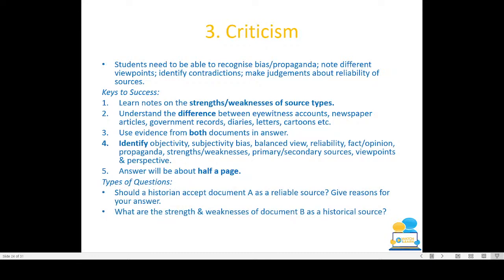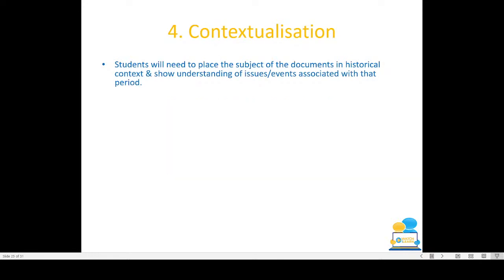And the types of questions we'll ask: should a historian accept document A as a reliable source? Give reasons for your answer. What are the strengths and weaknesses of document B as a historical source? So we're criticizing the sources that have been given to us. Okay, and the one that causes all the hassle for students, the contextualization or the mini essay.